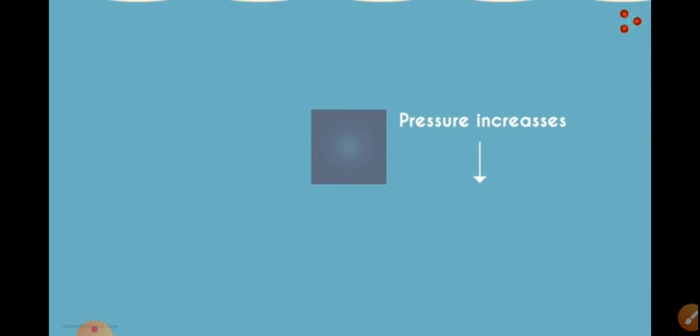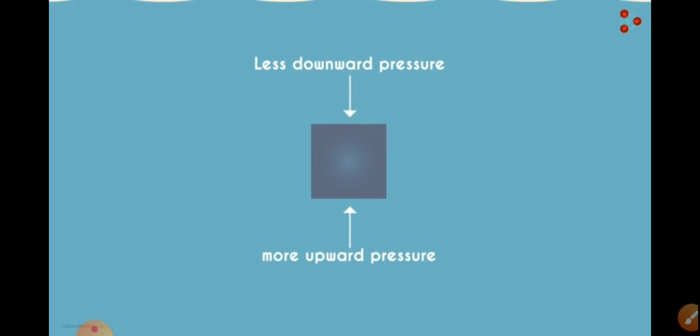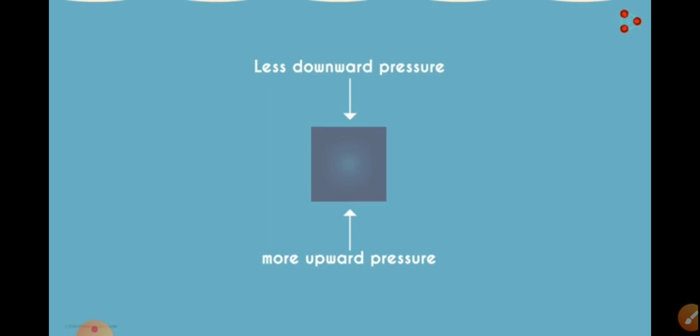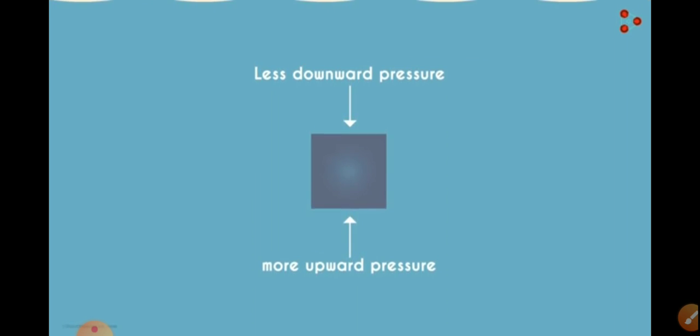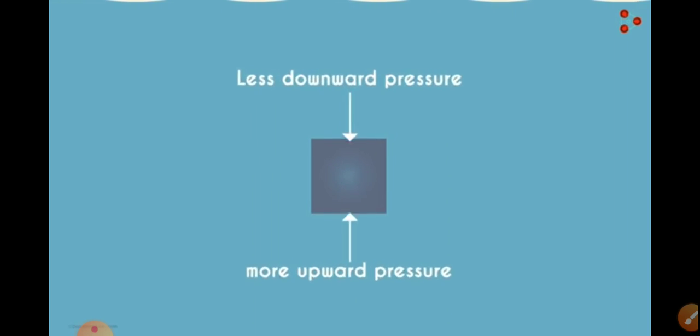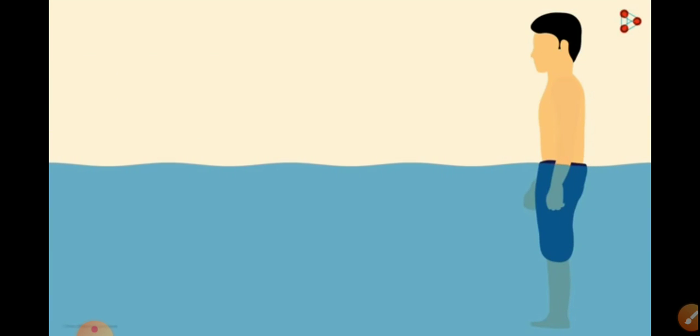When the objects are inside the water, then pressure increases. Means upward pressure and downward pressure. When objects are inside the water, there is more upward pressure, and above the surface there is less downward pressure. So the upward force acting on the object is called a buoyant force. So this is the concept.